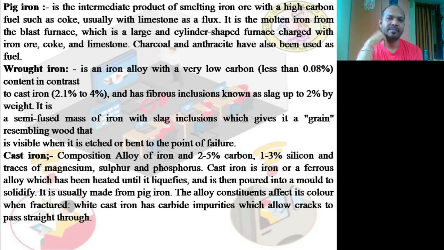Charcoal and anthracite have also been used as a fuel. Next one is wrought iron.